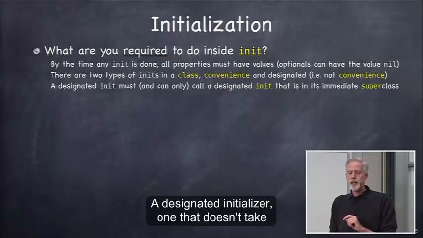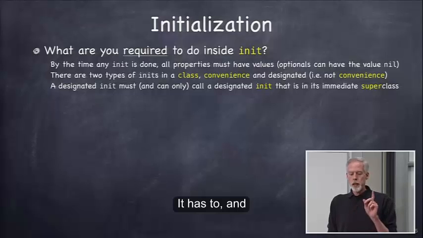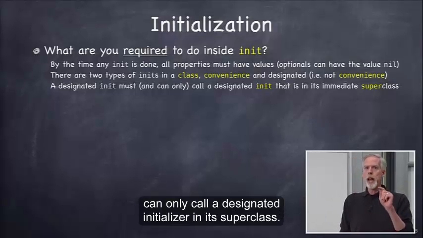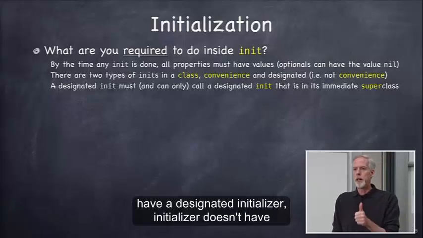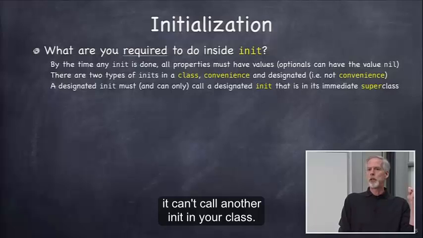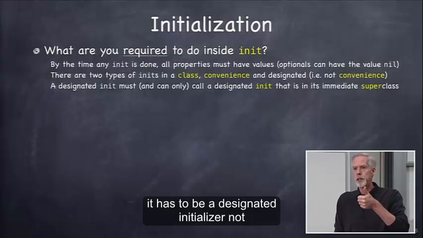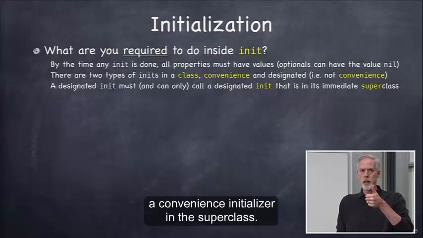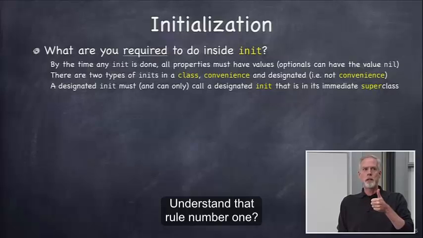A designated initializer, one that doesn't say convenience in the front of it, has to and can only call a designated initializer in its superclass. It's a very important rule. If you have a designated initializer that doesn't have the word convenience in front of it, it can't call another init in your class. It has to call a superclass's init, and it has to be a designated initializer, not a convenience initializer in the superclass. Okay? Understand that rule number 1?